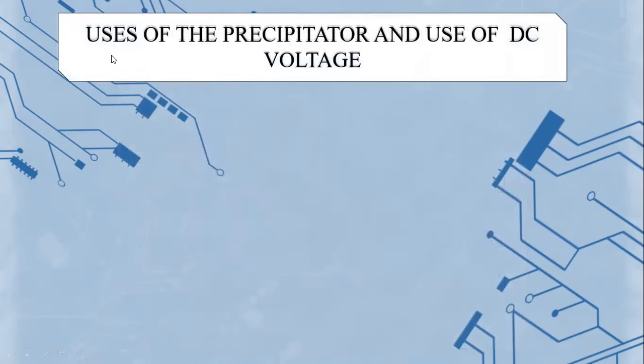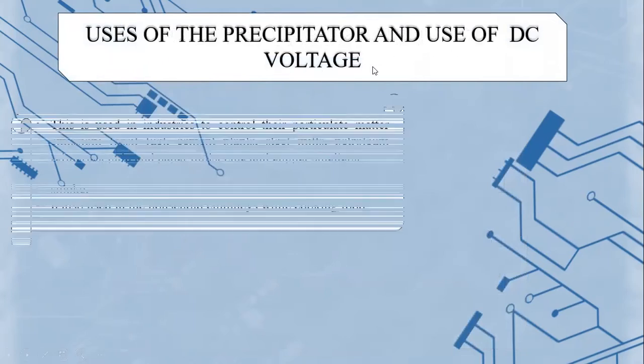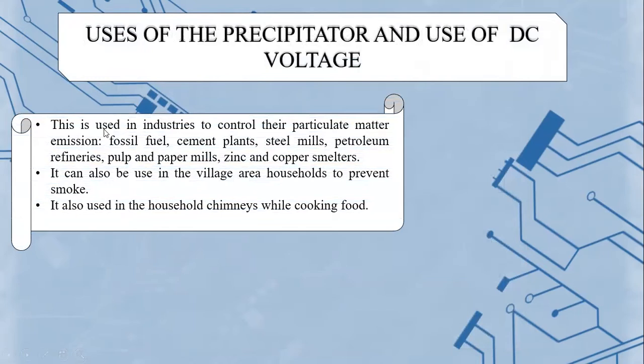Now moving on to the next slide, we see what are the uses of the precipitator and why I have used a DC voltage. First, it is used in the industries to control the particulate matter emission. Second, it can be used in a village area household to prevent smoke. And third, it is used in household chimneys while cooking food.